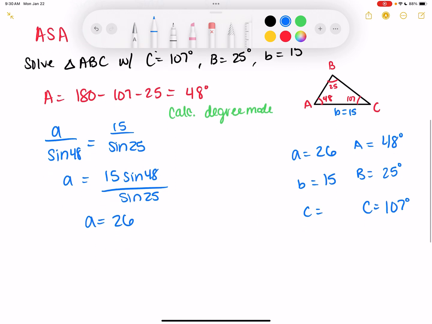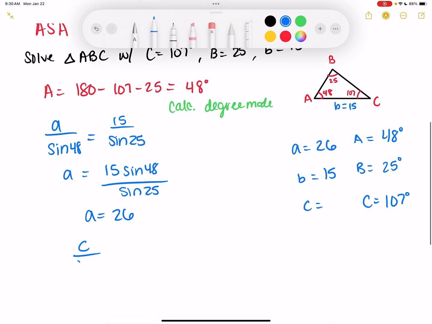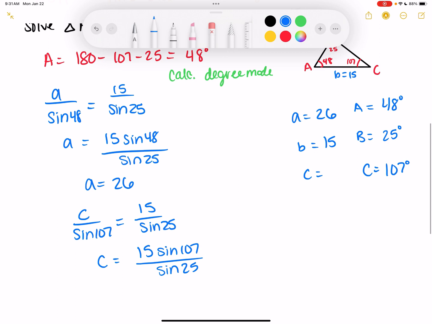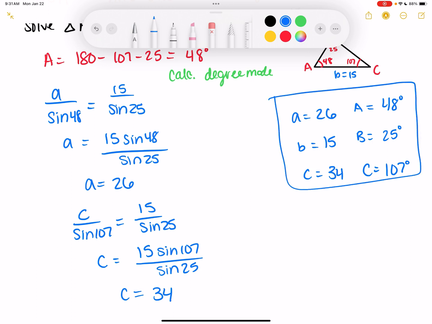And then for C, I'm going to do the same thing. So I'm going to use the B information again. So I'm going to have C over the sine of 107 is equal to 15 over the sine of 25. So C is equal to 15 sine of 107 over sine of 25. And then if you type all that in, it's going to round up, so C is equal to 34. And so you've used law of sines and solved for that entire triangle now.